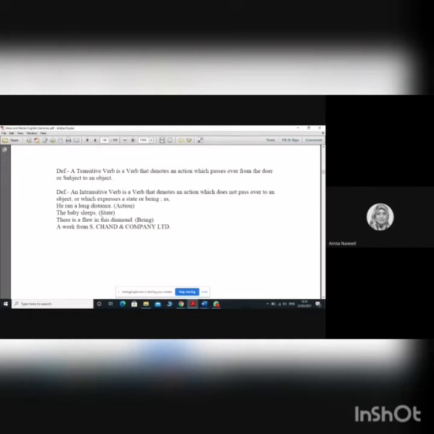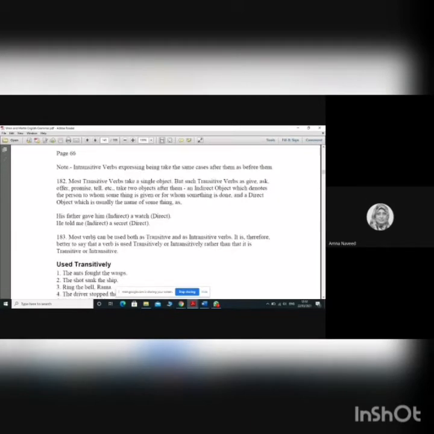Intransitive verbs, they also give you the state of being something. The baby sleeps. So this is a state of the subject, but the object is not present in the sentence. Still, it gives you complete meaning. This is an example of intransitive verb.